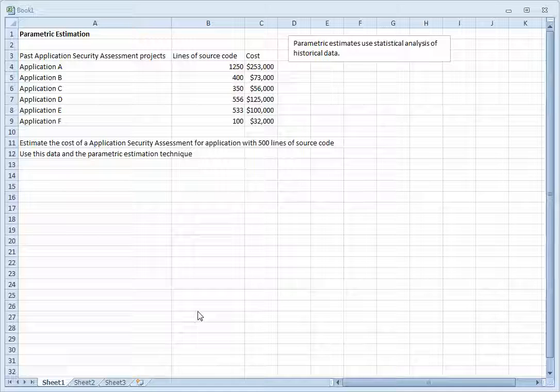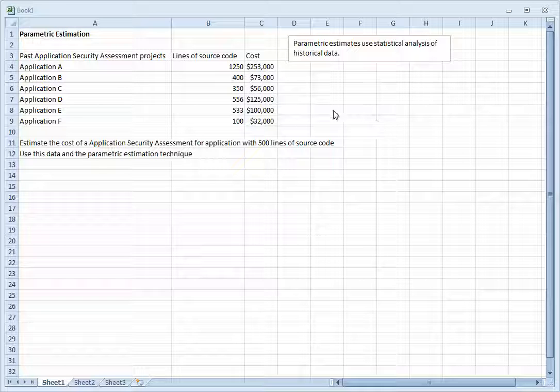We're now going to explain how to do parametric estimation. Parametric estimates use statistical analysis of historical data. If you look at our past historical data here, you see we have 6 different applications. All of these were application security assessment projects.